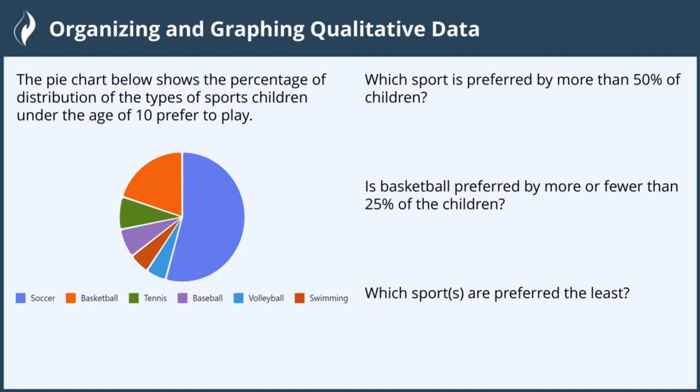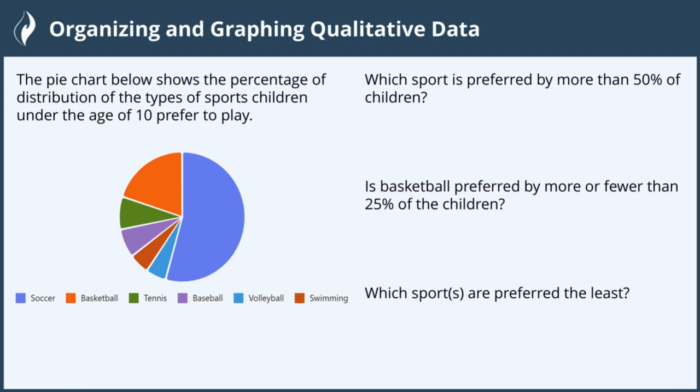The pie chart below shows the percentage of distribution of the types of sports children under the age of 10 prefer to play. So this pie chart represents 6 different sports, and they're each labeled with a different color. So we have soccer, basketball, tennis, baseball, volleyball, and swimming.